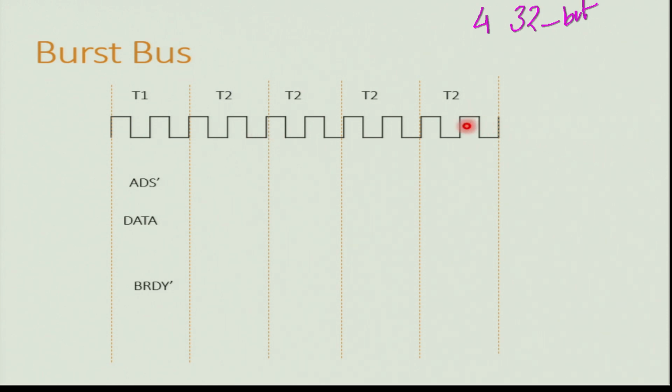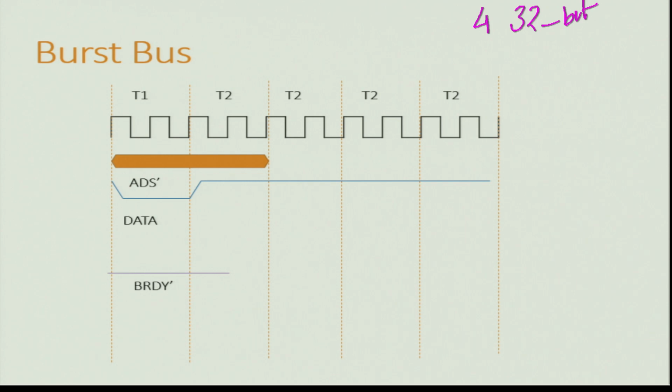So what happens is during T1, the address is going to be generated, and assuming that our memory is fast enough, it responds with the data. With the address, we also know that the ADS signal is going to be activated. The ADS signal is made low during T1, and every time the memory is ready, it makes the burst ready signal low. And when the burst ready signal is low, it means data is available. So the first 32 bits of data, D0, will be available.